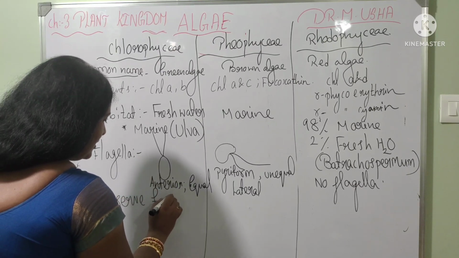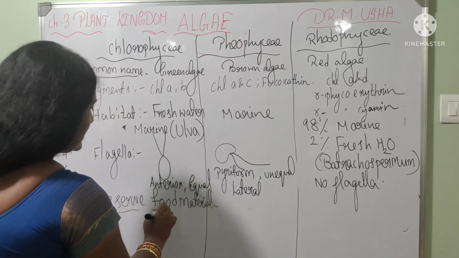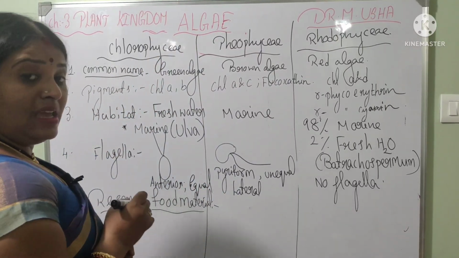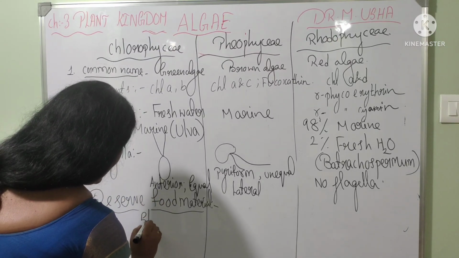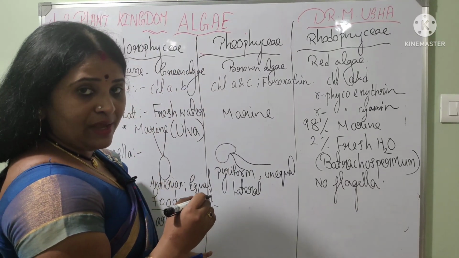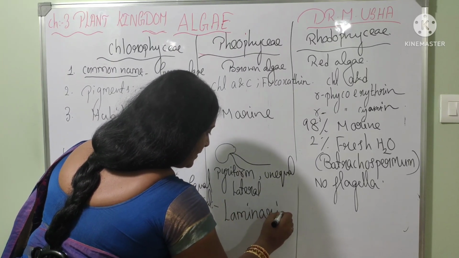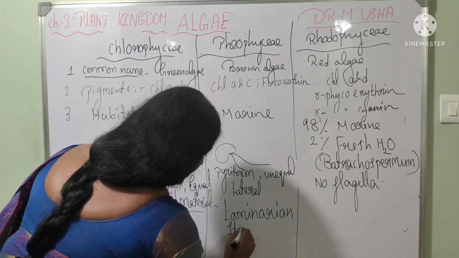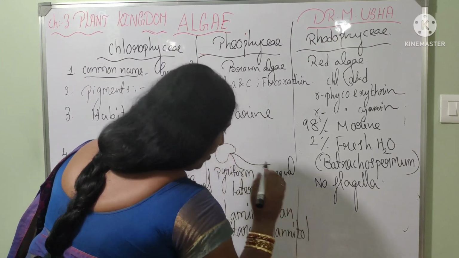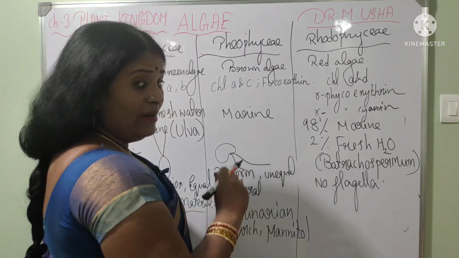Next, the fifth point I am taking is reserve food material. What are the reserve food materials in Chlorophyceae, Phaeophyceae and Rhodophyceae? Reserve food material in Chlorophyceae is, in general, starch. Now in case of Phaeophyceae, laminarin starch and mannitol. I hope all kids are noting very fast. So laminarin starch and mannitol.